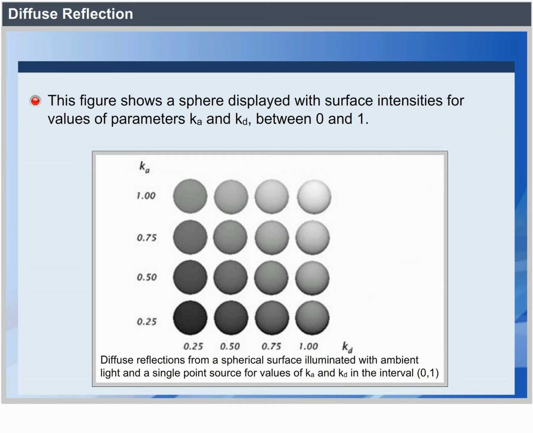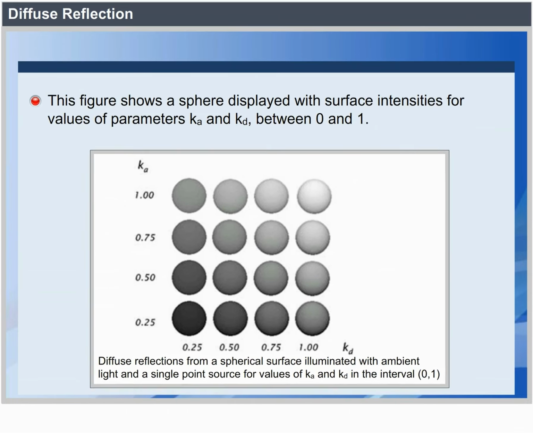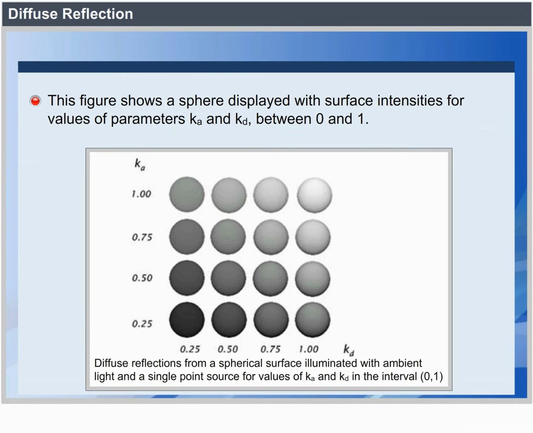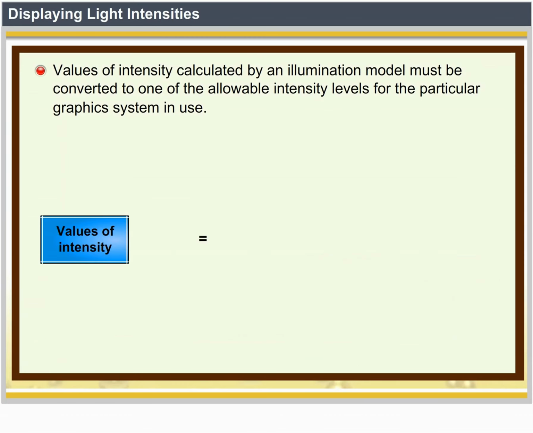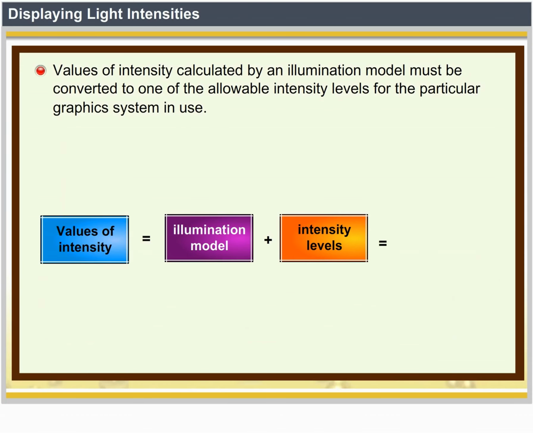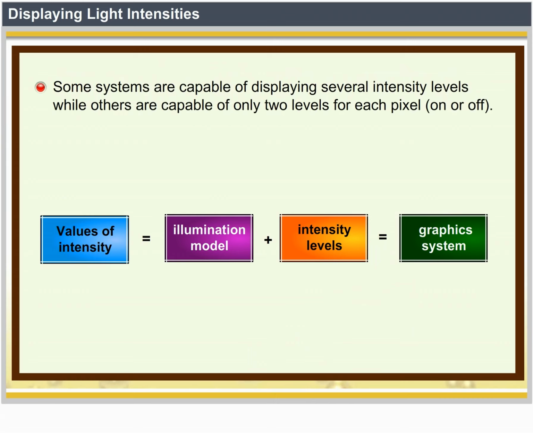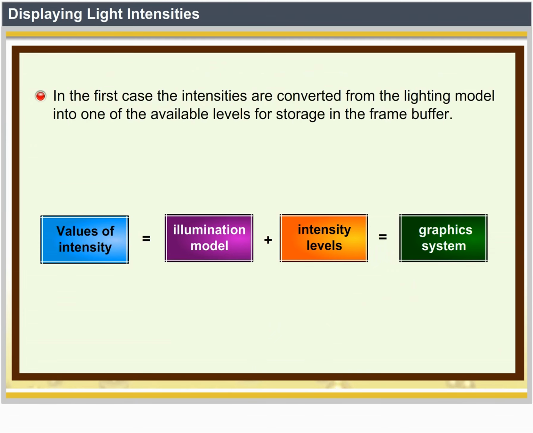This figure shows a sphere displayed with surface intensities for values of parameters Ka and Kd between 0 and 1. Displaying light intensities. Values of intensity calculated by an illumination model must be converted to one of the allowable intensity levels for the particular graphic system in use. Some systems are capable of displaying several intensity levels, while others are capable of only 2 levels for each pixel, on or off. In the first case, we convert intensities from the lighting model into one of the available levels for storage in the frame buffer.